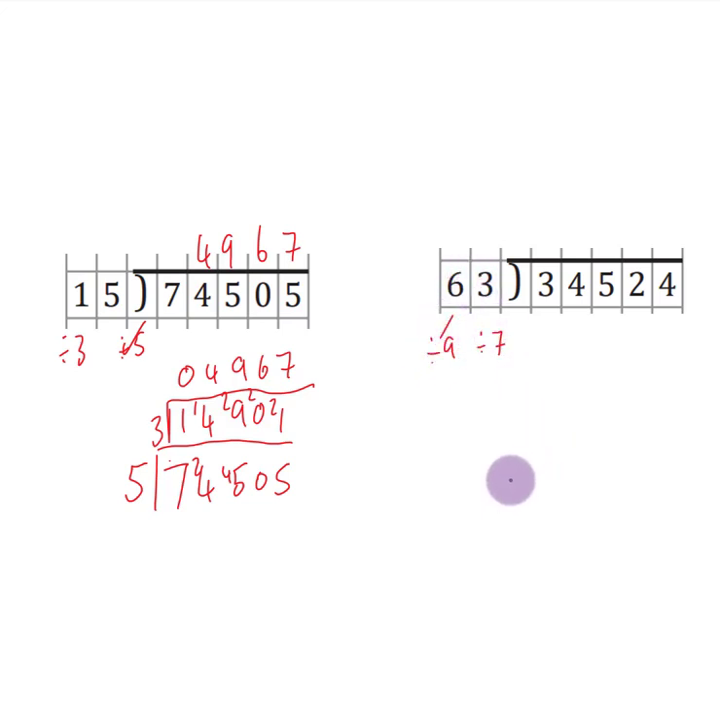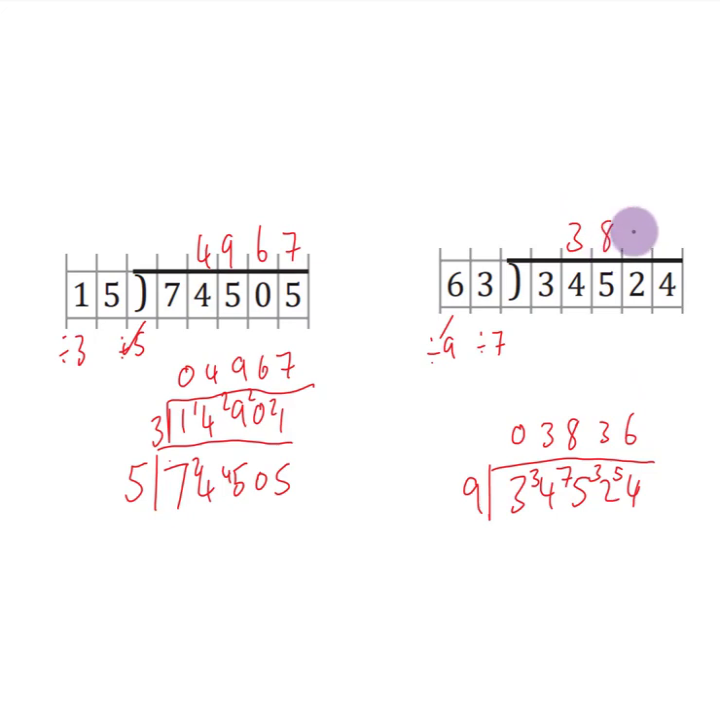Now 63, I'm going to divide by 9 and then divide by 7, because 9 sevens are 63. So 34,524 divided by, which we'll do first, do 9 first. 9 into 3 doesn't go. 9 into 34 goes 3 times, which is 27, and then carry the 7. Goes in 8 times, carry the 3. Goes in 3 times, carry the 5, and then 9 into 54 goes 6.